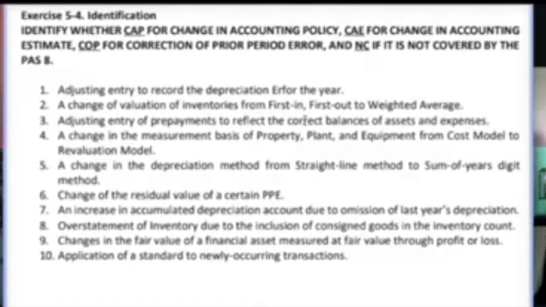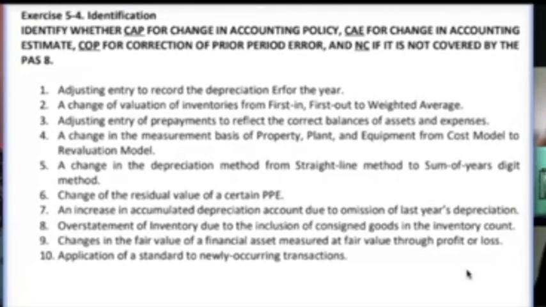Next. A change in the measurement basis of property, plant, and equipment from cost model to revaluation model. So our answer here is CAP, or change in accounting policy. That's correct, because it was stated in the book that measurement basis in subsequent measurement for PPE, such as cost model, fair value model, and revaluation model, are examples of accounting policies. Okay, that's correct.